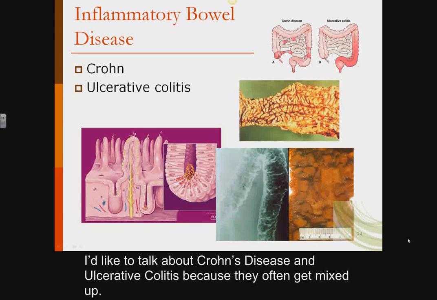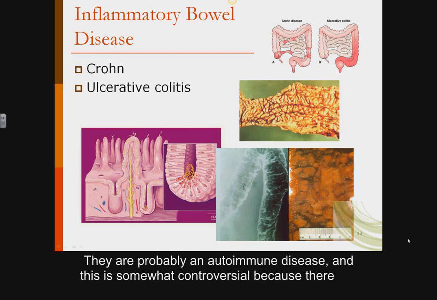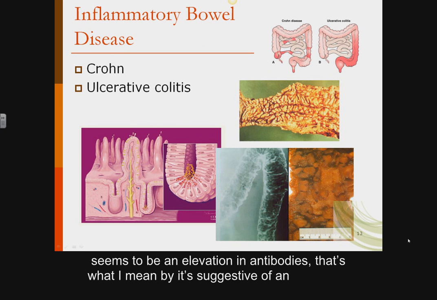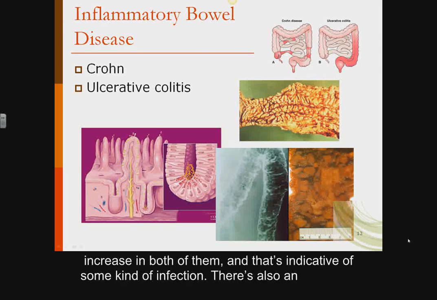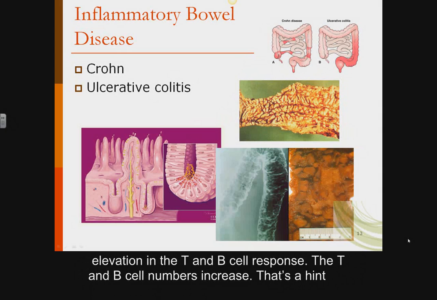I'd like to talk about Crohn's disease and ulcerative colitis because they often get mixed up. They are both probably an autoimmune disease, and that is somewhat controversial because there seems to be an elevation in antibodies, and that's about all that we've got to suggest that they could be autoimmune diseases. That means we're going to have a rouleau effect, and the sed rate would increase in both of them, and that's indicative of some kind of infection or inflammation process, right?